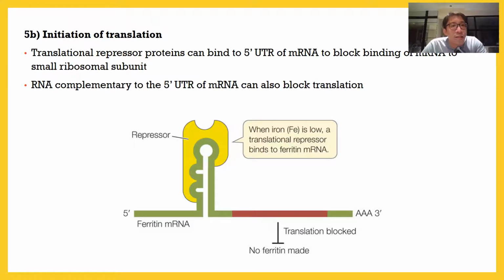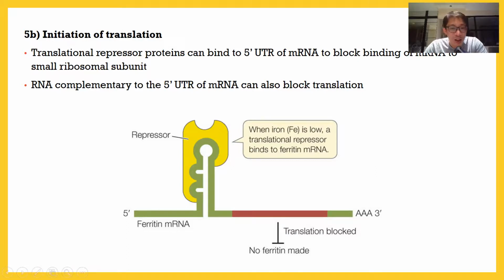All right. Besides controlling how many times translation can occur, and therefore how much protein is produced, we can also control whether proteins are produced at all from the mRNA, and that is to control whether translation is initiated or not. The mRNA is supposed to bind to the small ribosomal subunit via the 5' UTR of the mRNA. Certain proteins called translational repressors can bind to the 5' UTR to block binding to the small ribosomal subunit, and therefore block initiation of translation.